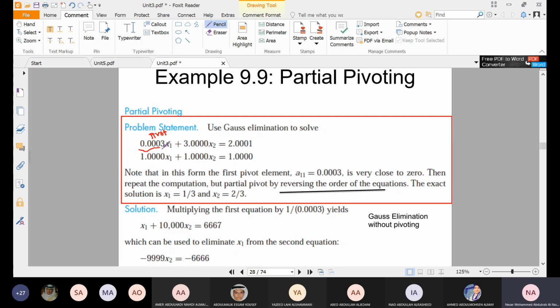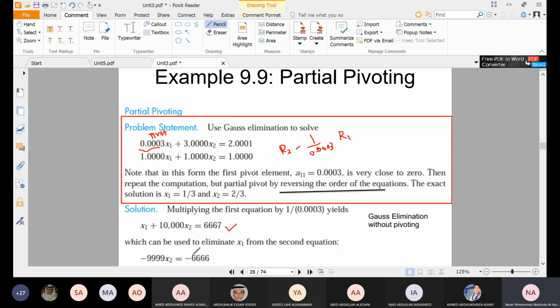After that, we use this one to eliminate the coefficient below the diagonal. Here this pivot is very, very small, so by using Gaussian elimination we multiply the first row by 1 over 0.003, and then R2 minus this. So we multiply the first equation by 1 over 0.003, which gives us the new coefficient of R1. After that, we subtract R2 from this one to eliminate x1 from the equation.